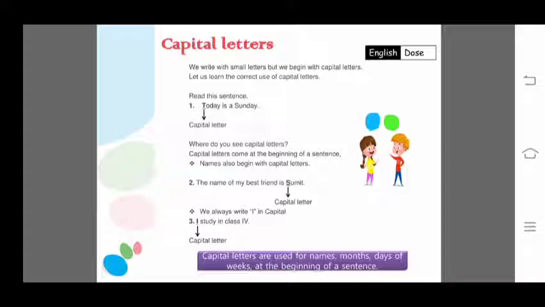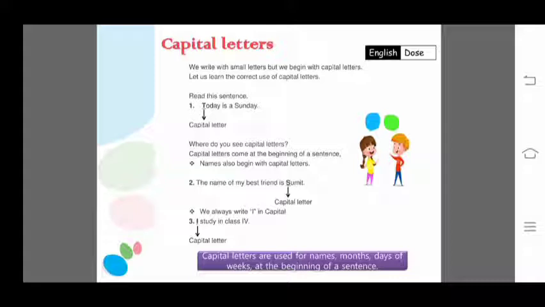So what is the first rule for the capital letters? The first letter of a sentence should be capital. So T is the first letter of a sentence, that's why it is capital. Now, why is the S of Sunday capital? Sunday, S, it is not the first letter of the sentence, but still it is capital.